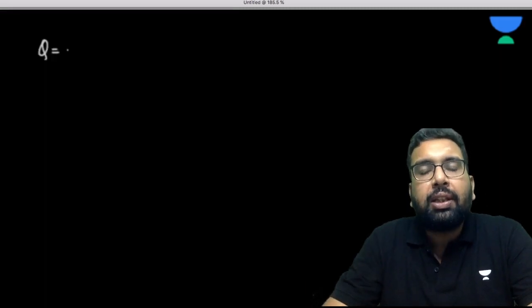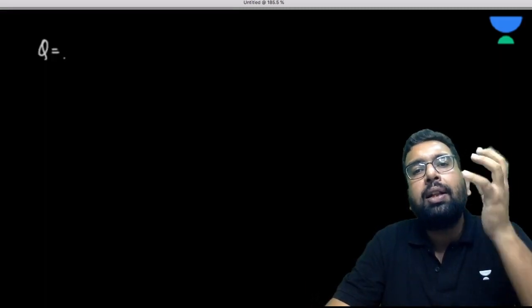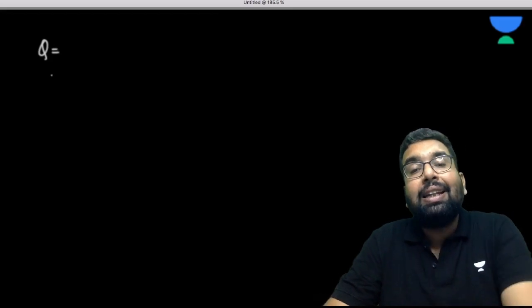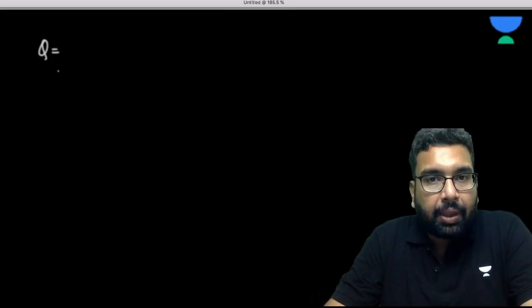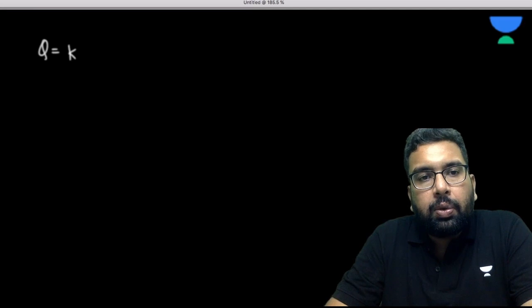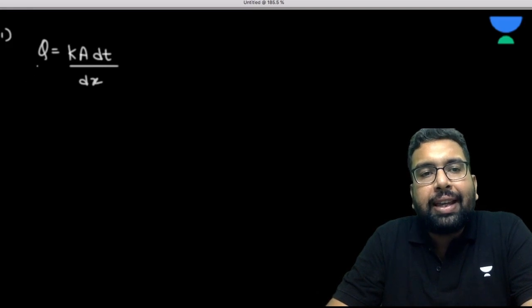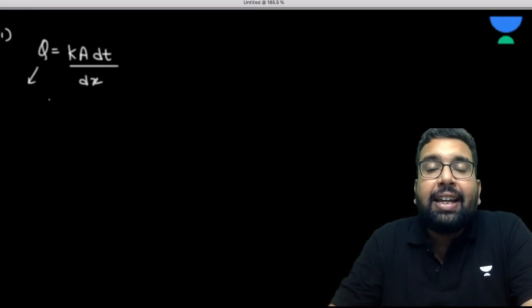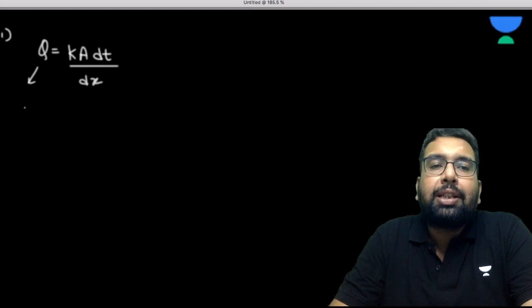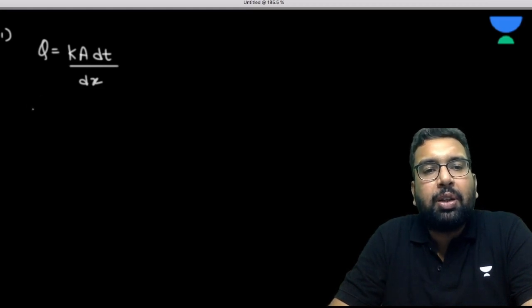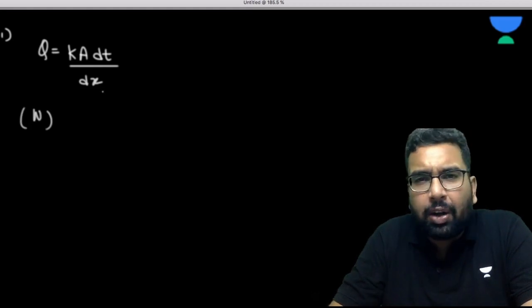This K comes from the formula that we use in thermal physics. Q is equal to K A dT by dx. This is the standard expression. Q is the heat rate, that is, heat energy transferred per second. So what is the unit of this Q? The unit of Q is going to be watt.